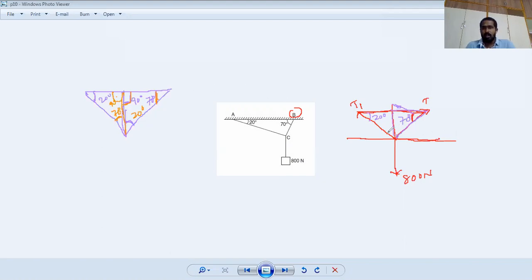Now tell me the angle between T1 and T2. 90 degrees, sir. 70 plus 20 is equal to 90 degrees.